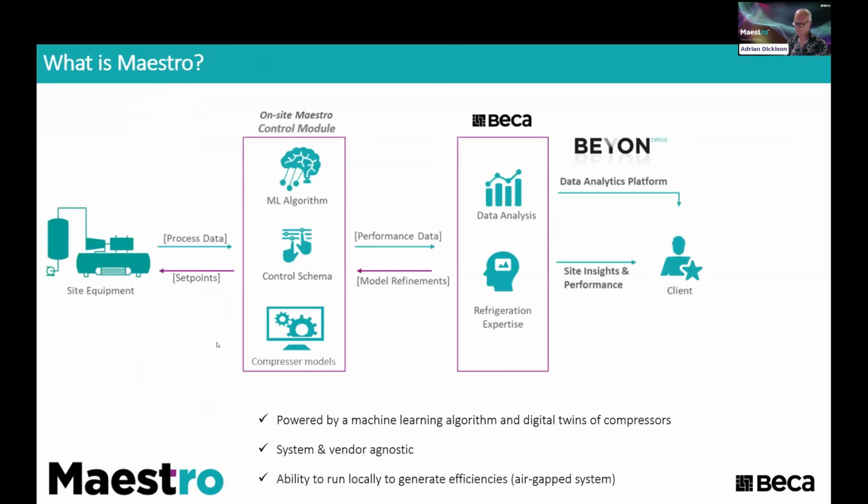First slide, what is Maestro? Maestro is a machine learning algorithm control system. It has inbuilt digital twins for compressors, and it has a control schema which is always seeking to optimize the performance of a refrigeration system, and largely on the high side. So we're looking at the engine room performance, and that's largely associated with the compression and heat rejection part of the plant. And of course, that has a lead on into heat pumps, which we'll talk about later on.